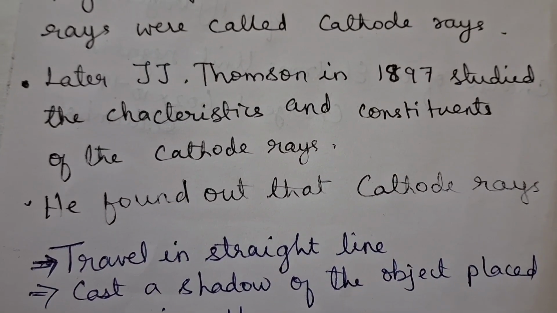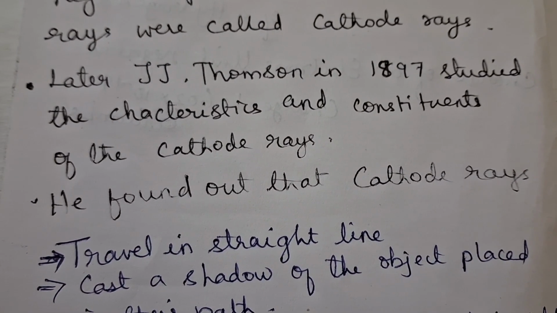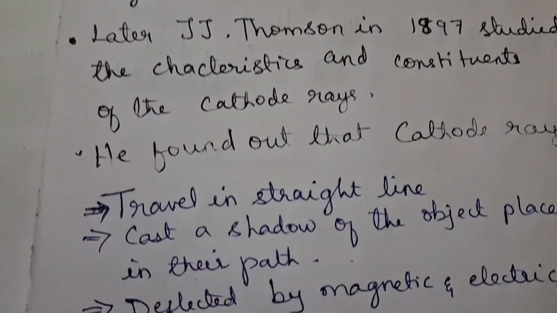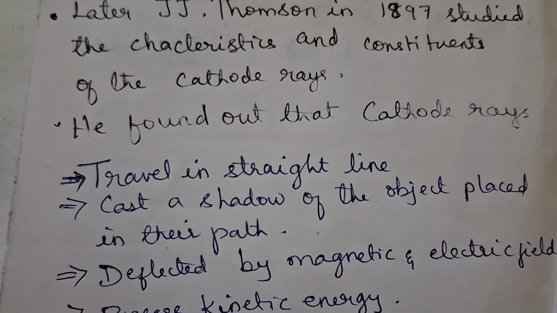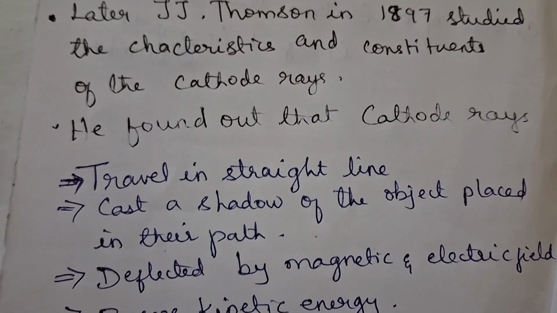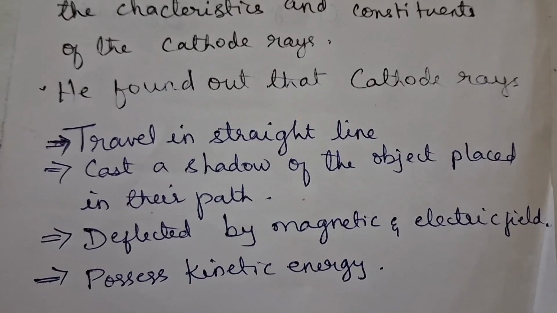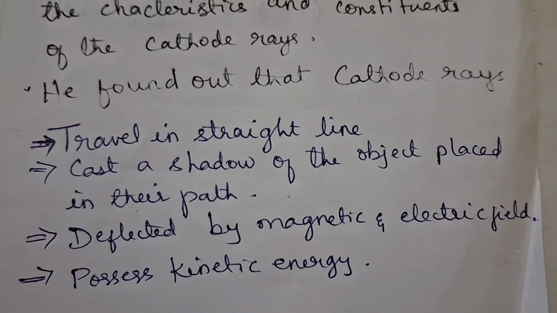Later, J.J. Thomson in 1897 studied the characteristics of the constituent of the cathode rays. He found some properties of the cathode rays. They travel in a straight line, cast a shadow of an object placed in their path, are deflected by magnetic and electric fields, and possess kinetic energy. These are the properties of cathode rays.